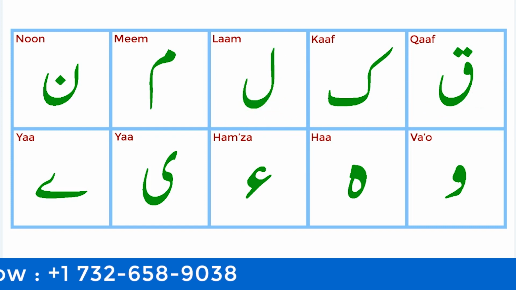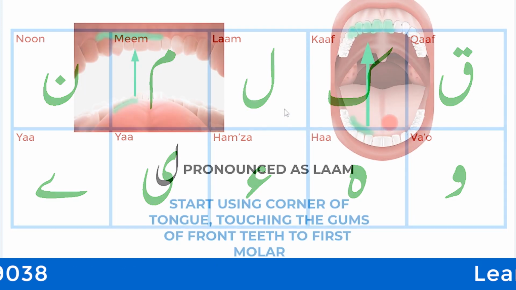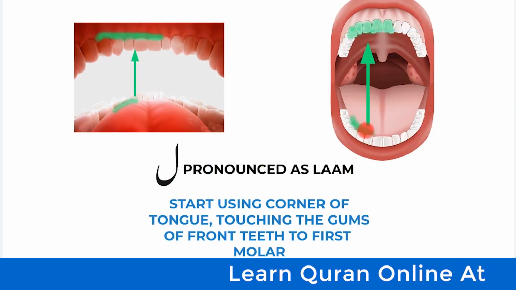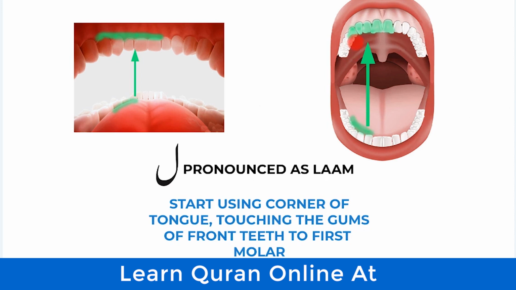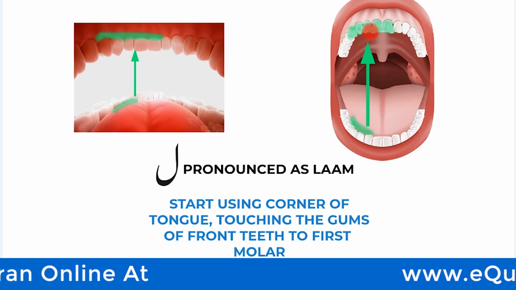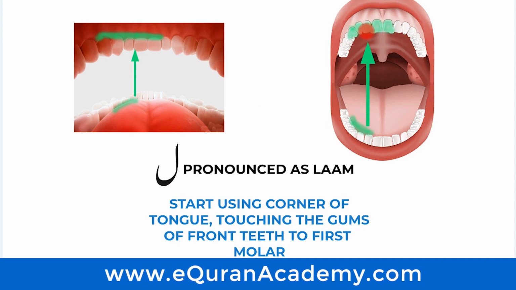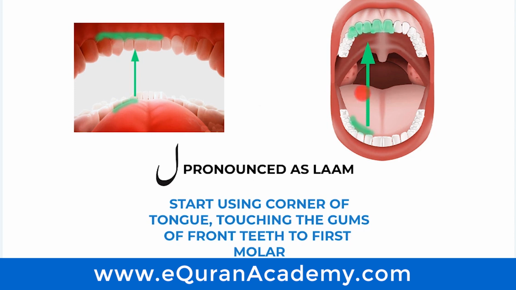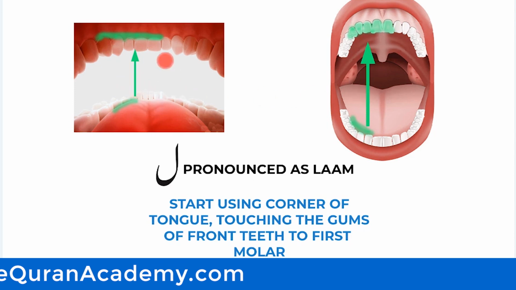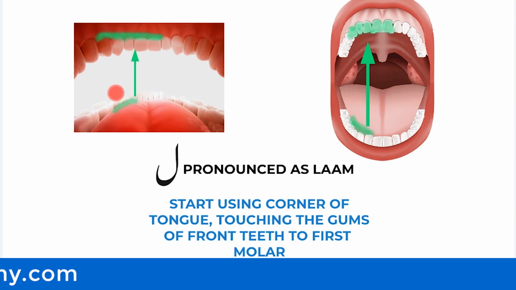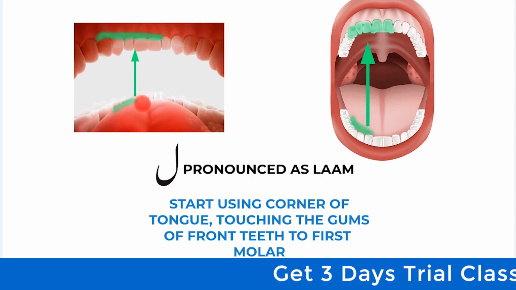Let me explain you origin of lam. This is corner of tongue. These are front teeth. And this is first molar. So let me explain you from inner view of mouth. This image has inner view of mouth. This is tongue and this is corner of tongue.